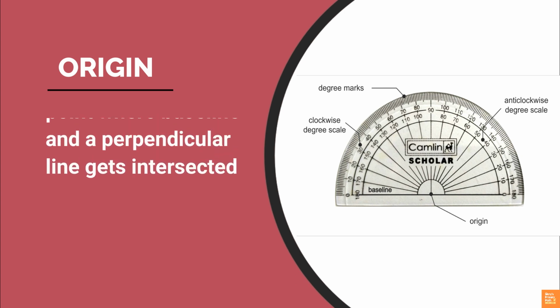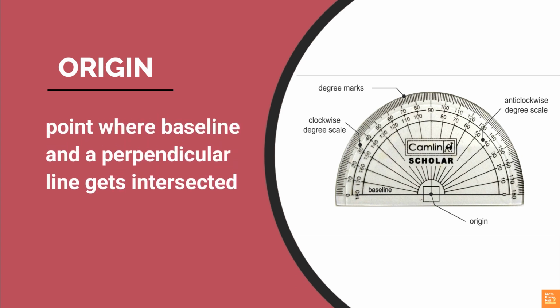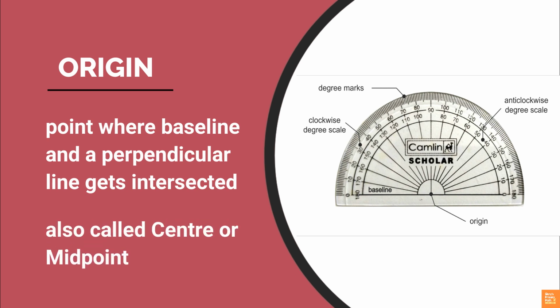Origin. A point where the baseline and a perpendicular line intersect at the baseline of the protractor is called the origin of the protractor, also named as center or midpoint. You can find a plus sign or small hole. This point is to be aligned over the vertex of the angle to be measured.